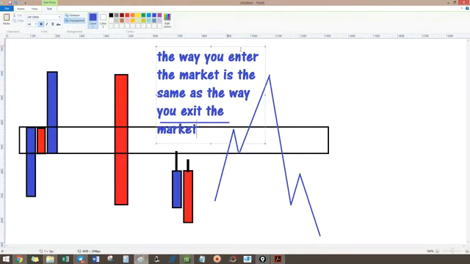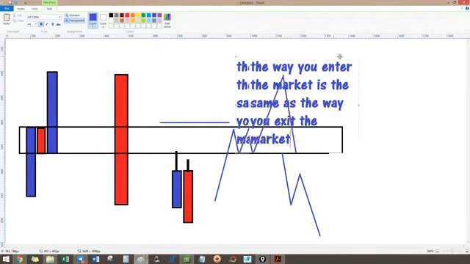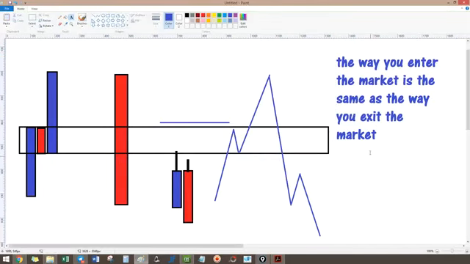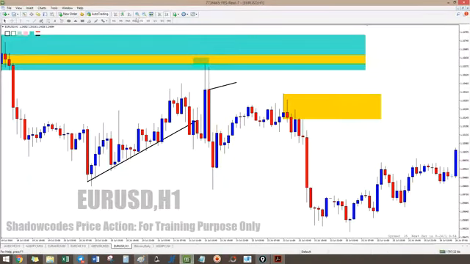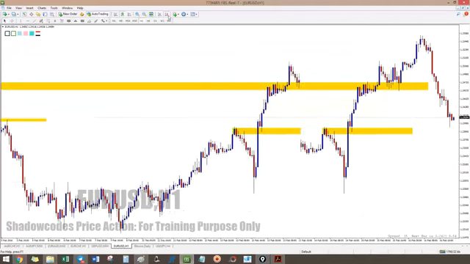You get this? If you do not see any buy setup, why would you want to exit the trade? If you want to exit the buy setup, do you see any sell setup like this? For example, we see EURUSD like this.